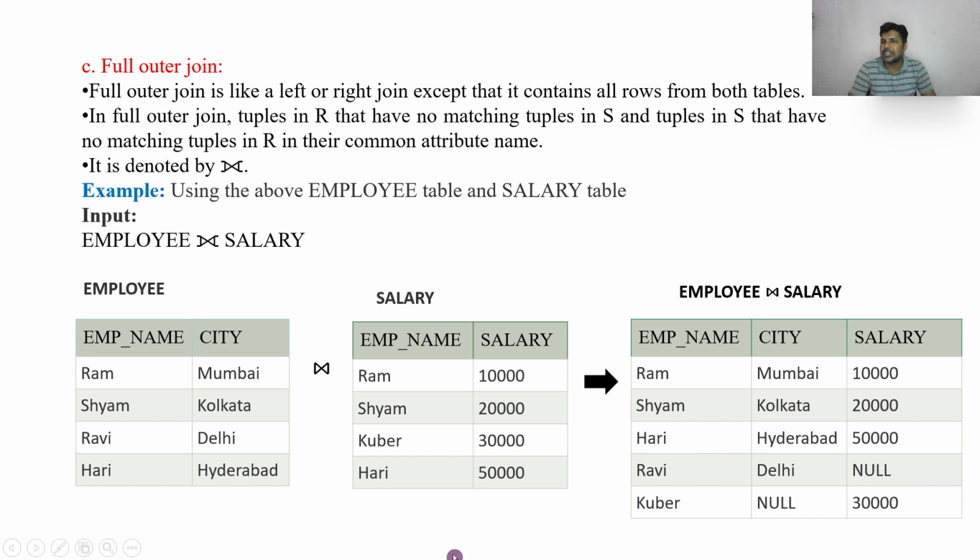Now once again let us see the left join, right join and full join, with the same example. If I do a left join, what happens? I will not get the last row; Kuber will not be there. Next, right join: Ravi will not be there. Full join: it will show both Ravi and Kuber. That's the difference between right, left and full.